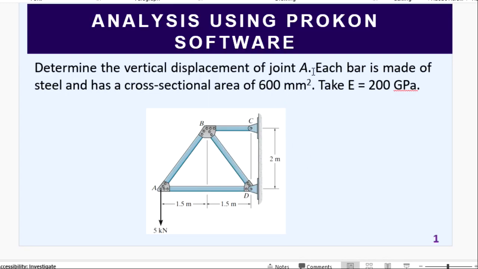You're given the data that it's made of steel, so we know the material is steel, and this material steel has a Young's modulus of 200 GPa. So take note of that. That's some data we need when we are modeling. And also the material has a cross-sectional area of 600 millimeters squared. So with material and geometry, we are able to define the axial rigidity of the truss members. Good. Let's go to the software.